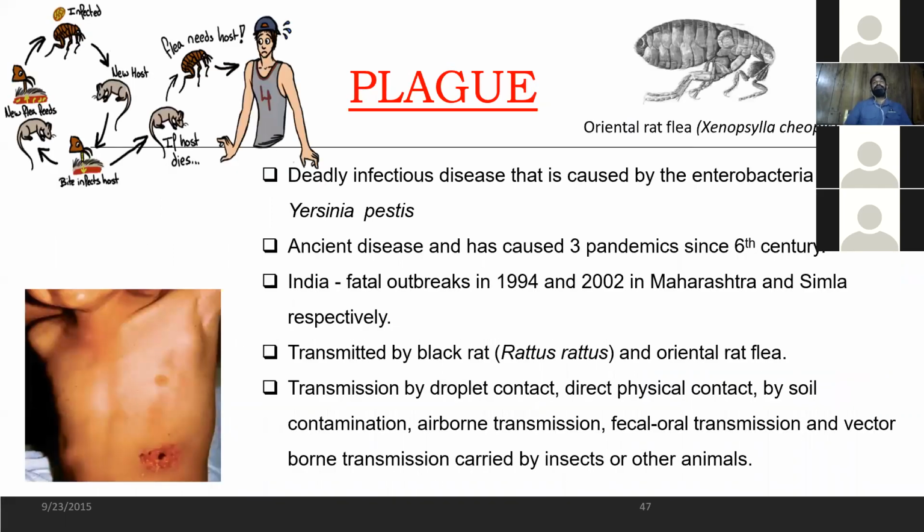The next one is plague, primarily through the oriental rat flea, a deadly infectious disease that is caused by the enterobacterium Yersinia pestis.